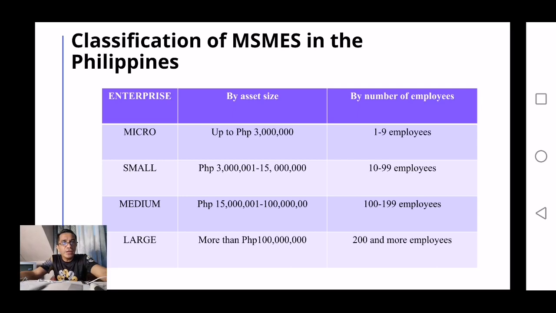So pag ganyan yung naging issue, kung may conflict from the table, ang susundin natin is yung sa asset size. Kasi mas madali nang tingnan yung sa number of employees. Diba? Madali na mag-adjust doon eh. Mas importante yung sa asset size. So please take note of this table, how we classify an enterprise as micro, small, medium, or large.